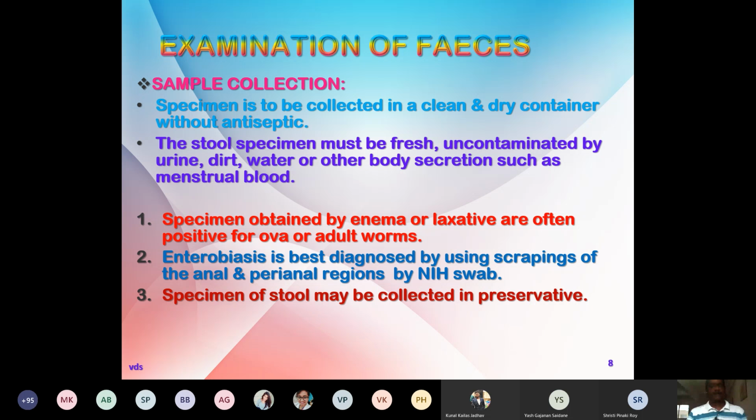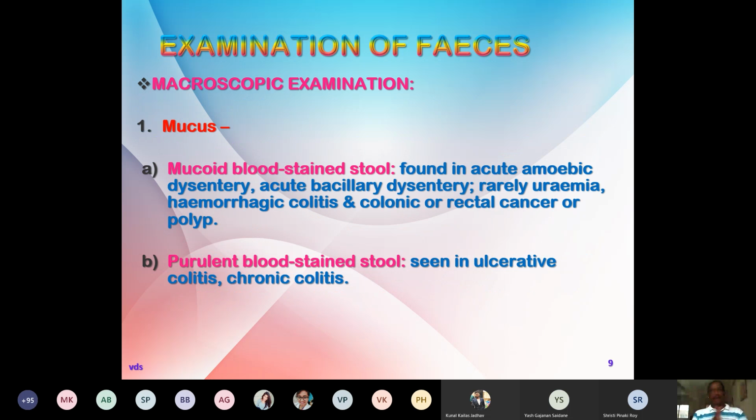Okay. Now, macroscopic appearance. Macroscopically, the first important thing you are supposed to observe is the presence of mucus. Now, we are collecting the fecal specimen. Mucus is always present in the intestine. That means mucus, to a certain extent, is always a content of feces. But this mucus should not be contaminated with blood.